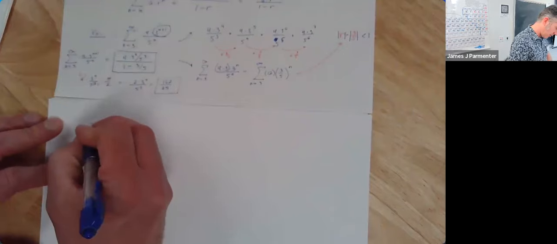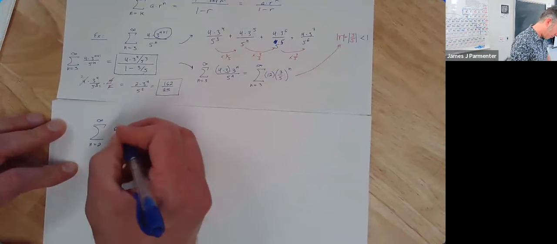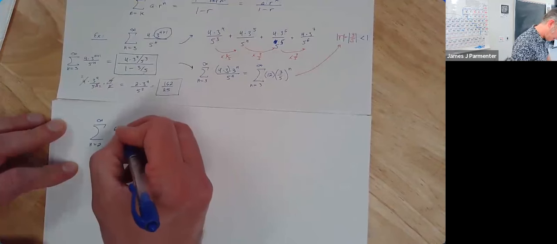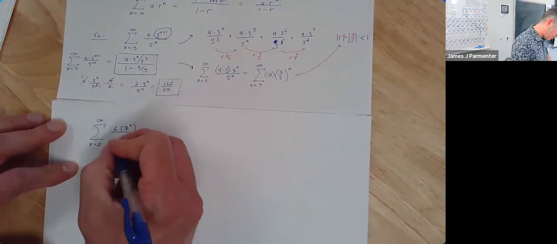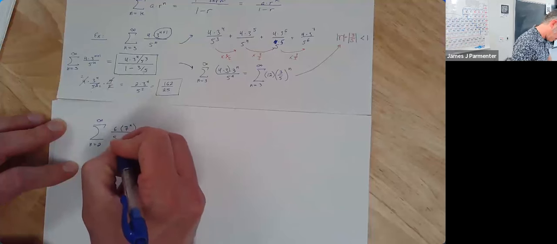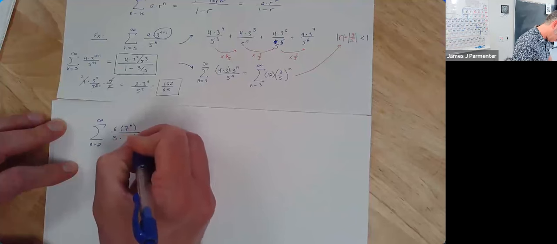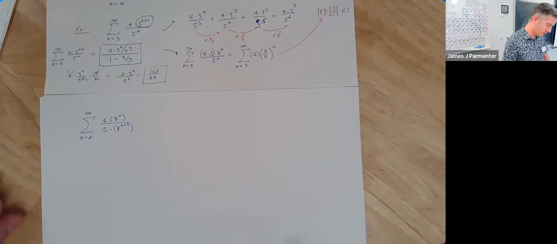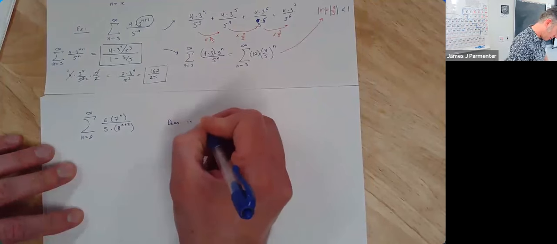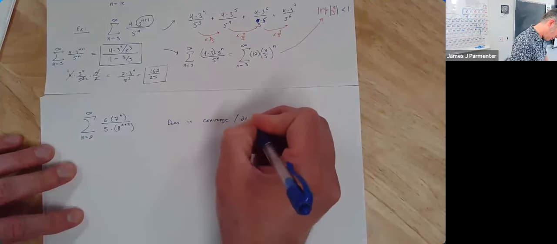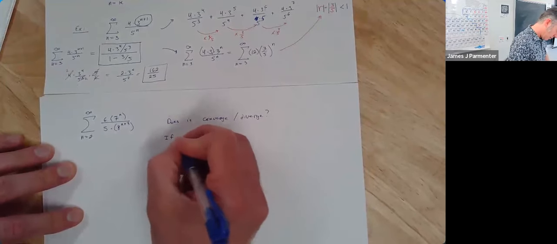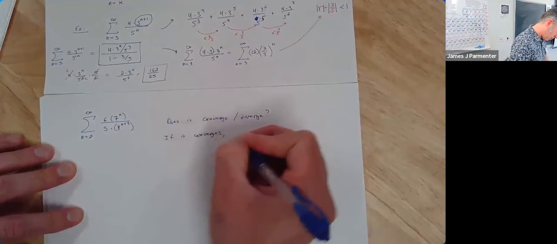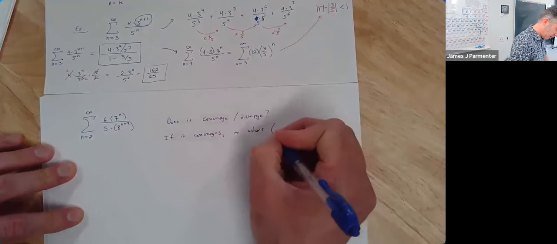So why don't you determine whether or not this series, the sum from n equals 2 to infinity of 6 times 7 to the n over, I won't make it too hard yet, 5 times 8 to the n plus 3, converges. If it converges, what does it converge to? Don't feel like you need to simplify what it converges to if it converges.